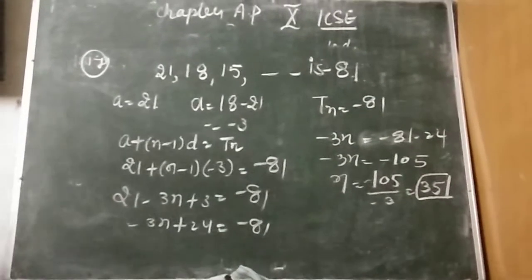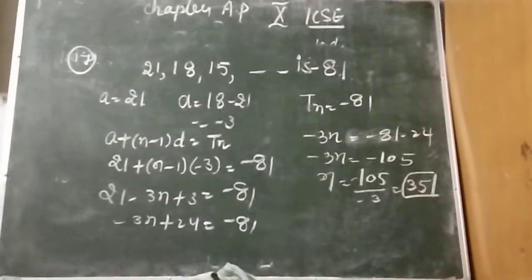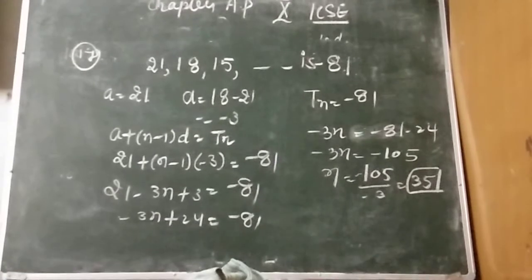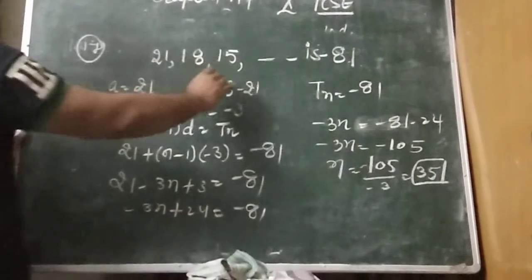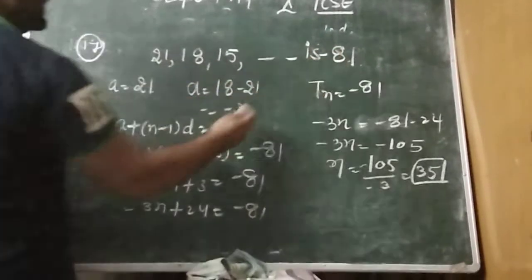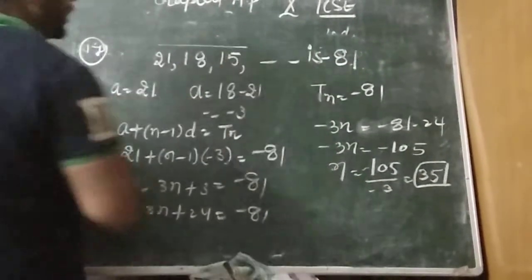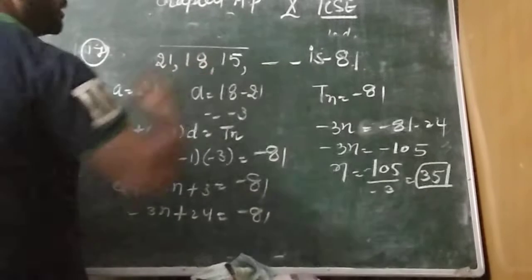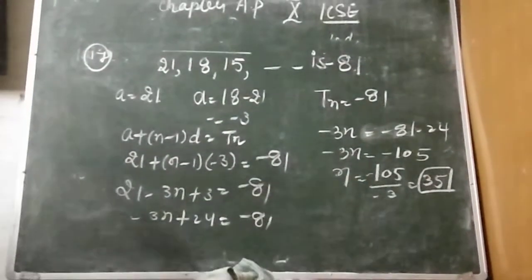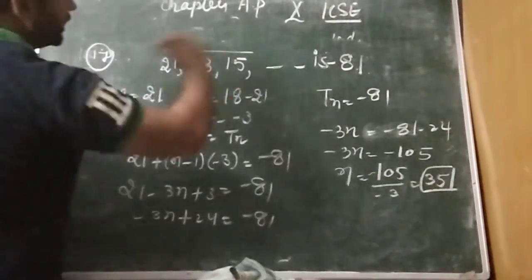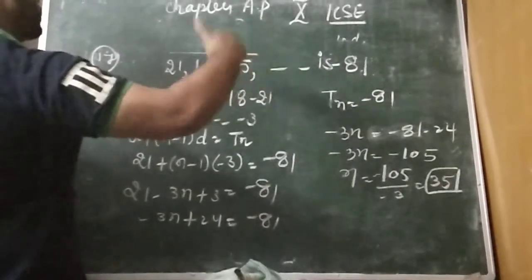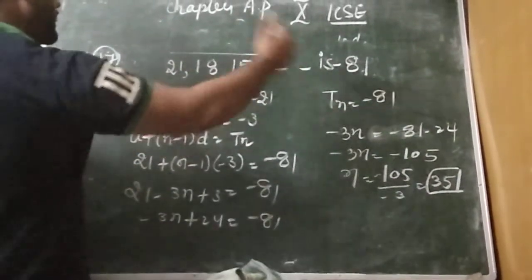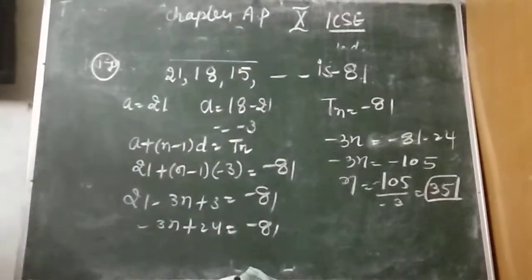So students, one more question. In this question we have to find, this is the AP 21, 18, 15, and we have to find minus 81 is which term of this AP, that is, at which number will minus 81 come. As we proceed, we see the numbers are decreasing. After 21, 18, 15, decreasing like this it will become 0, and after 0 it will be negative. So at which number minus 81 will come, that we have to find.